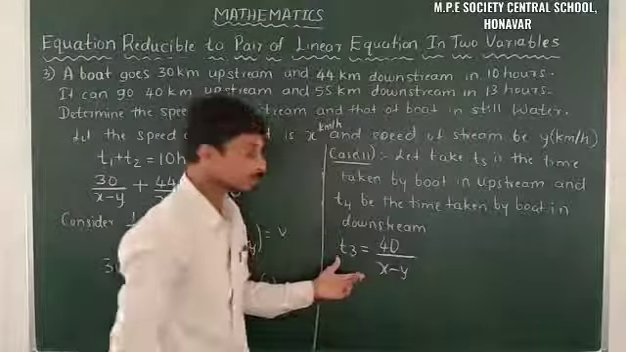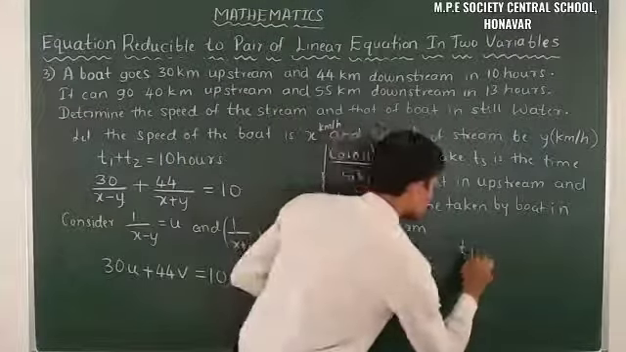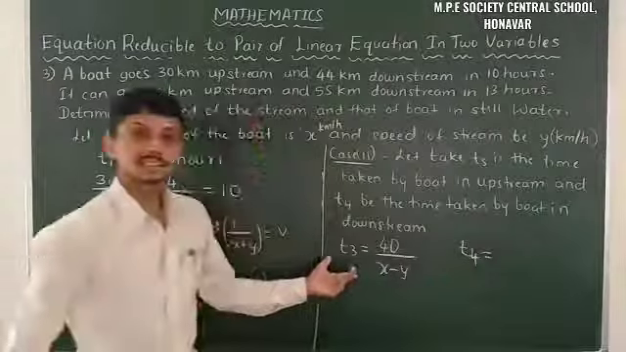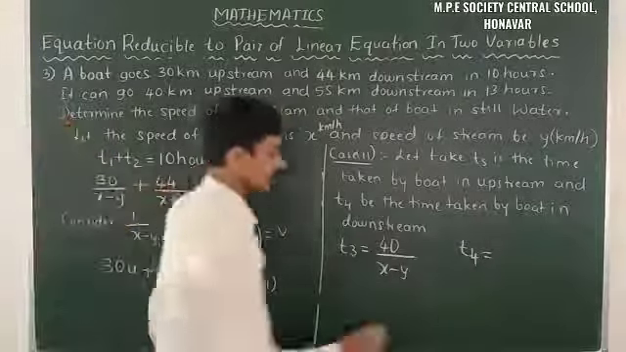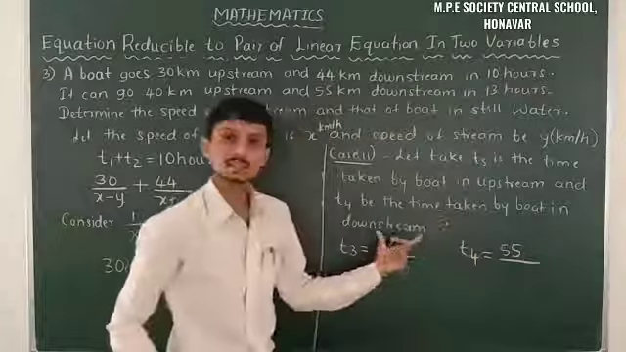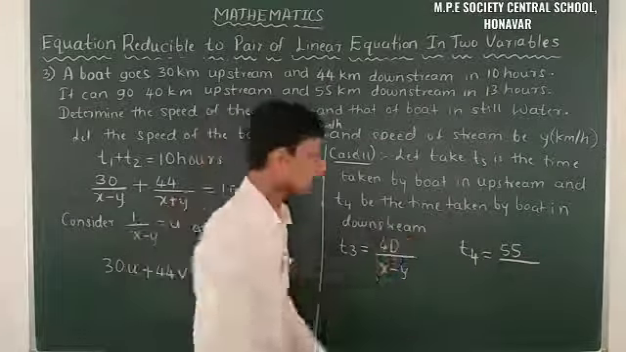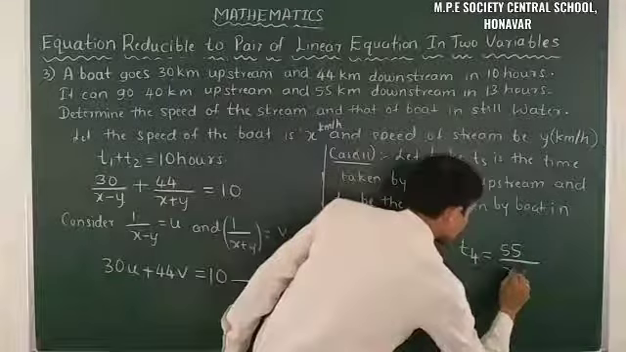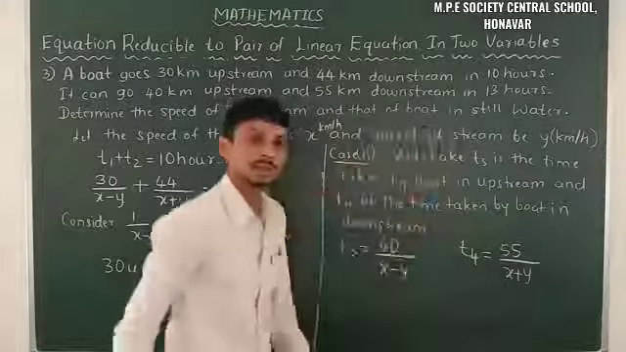So then what happens to the T4? T4 is equal to distance traveled by speed. What is the distance traveled? 55 kilometers. 55 divided by... it's in the downstream. So that's why it's x plus y kilometers per hour, where x is the speed of the boat engine.